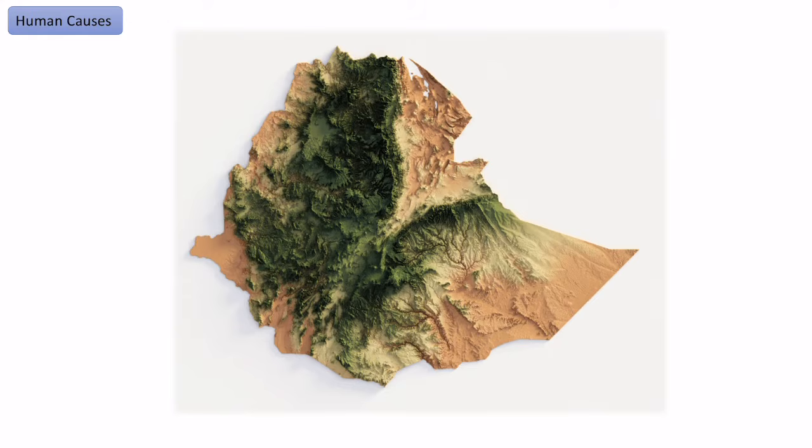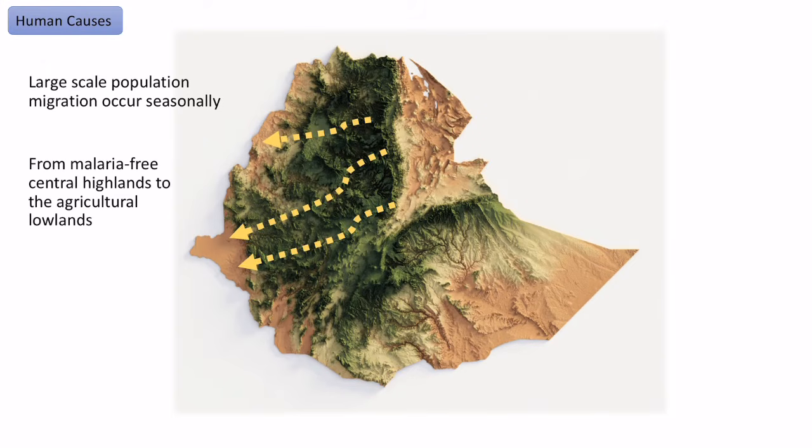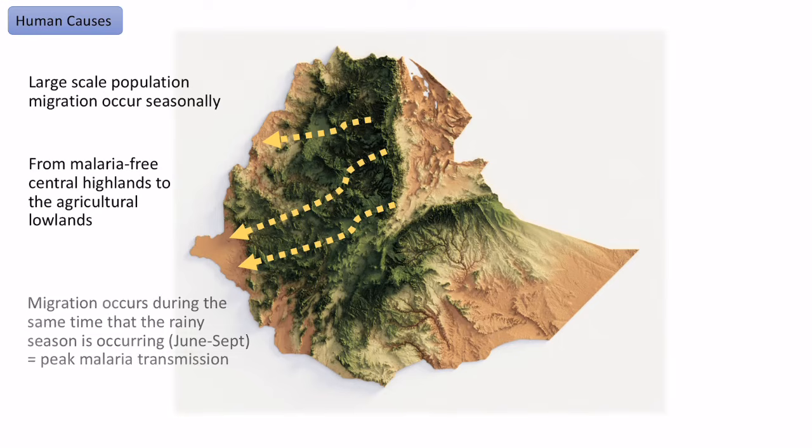Another big human factor is that lots of the population migrate to work in agriculture in those western lowlands. They move from the malaria-free central highlands, where there are very low rates of malaria, to these western regions, and they seem to move in very big numbers during the rainy season. They're going there to be part of the harvesting, and that's happening at the same time as the rainy season, so we get optimum conditions for peak malaria transmission. Lots of rain, lots of high temperatures, and then suddenly a huge influx of people, from which malaria can spread from person to person via those mosquito vectors.